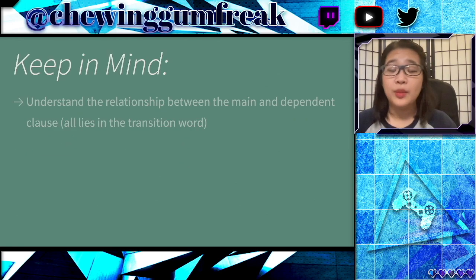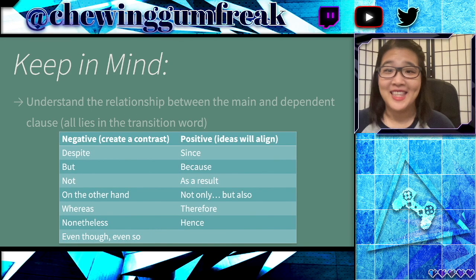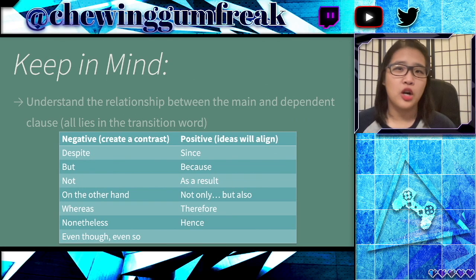For today, the key principle that you want to keep in mind is that you want to understand the relationship between the main or independent clause of a sentence and the dependent clause of a sentence. And that's usually the part of the sentence that adds additional information. You can see more about that in the previous video as well, but this relationship really lies in the transition word between them. So anytime you have a word such as one of the ones in this little chart, you can get an idea of how to think about those two parts of the sentence.